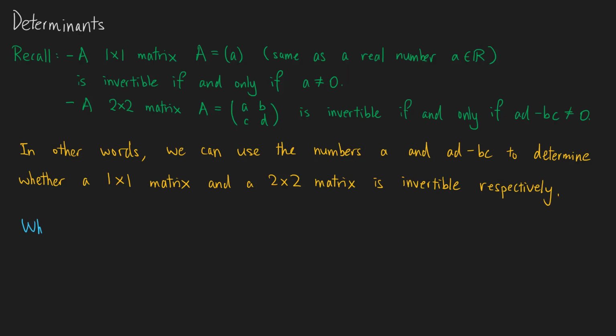Let's see if we can extend this idea to 3x3 matrices. That is, we want to find an expression which involves the entries of the 3x3 matrix to determine whether that matrix is invertible or not. Let's formally define this idea. This number, which we can use to determine whether a matrix is invertible, is called the determinant of the matrix. To denote the determinant of a matrix, we write det in front of the name of the matrix, or put two vertical lines around the entries of the matrix without the parentheses.